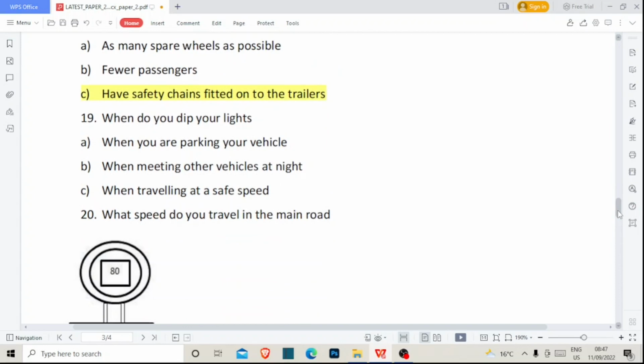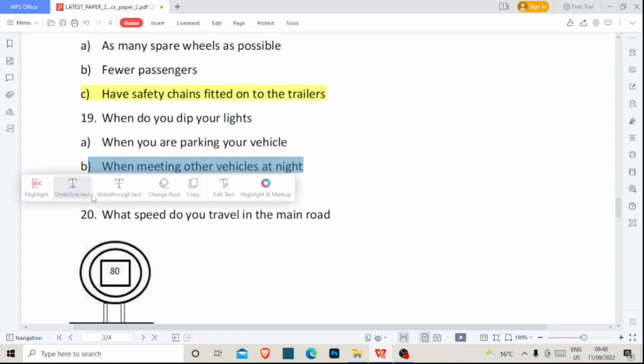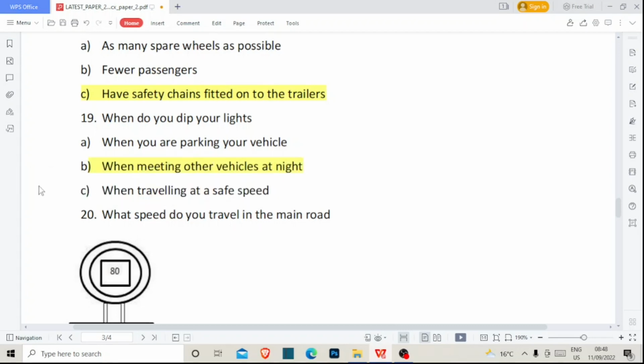When do you dip your lights? Option A, when you are parking your vehicle, when meeting other traffic at night, when traveling at a safe distance. So when do you dim your lights? Is it when meeting other traffic at night, or when you want to park your vehicle, or when traveling at a safe speed? The correct answer here is when meeting other vehicles at night. So the correct answer is B for number 19. Let's go for number 20.